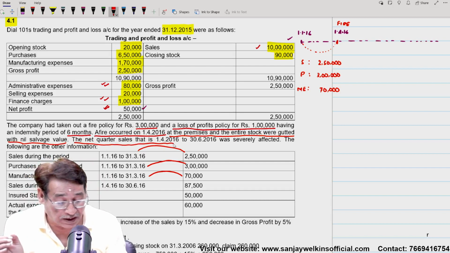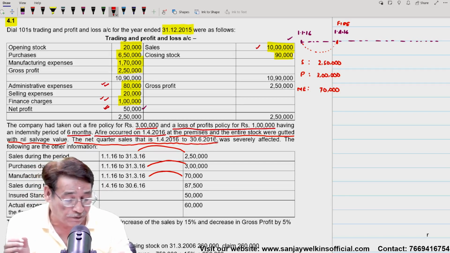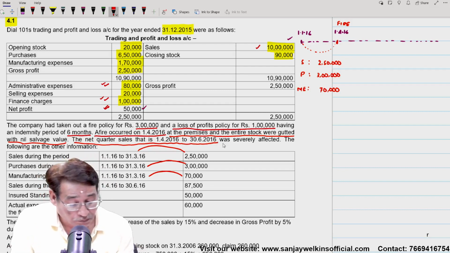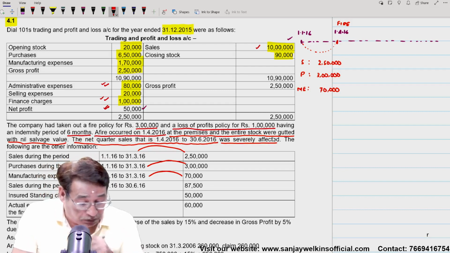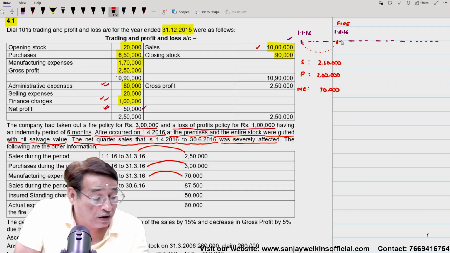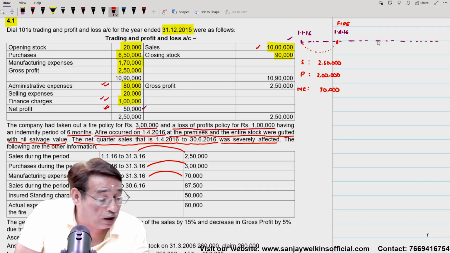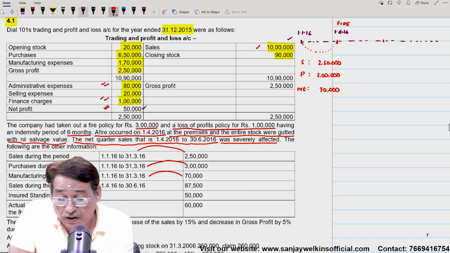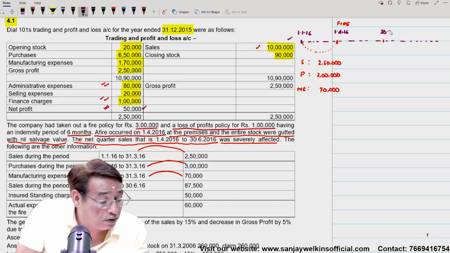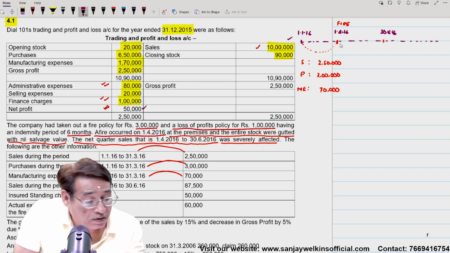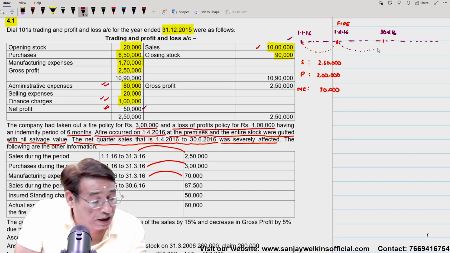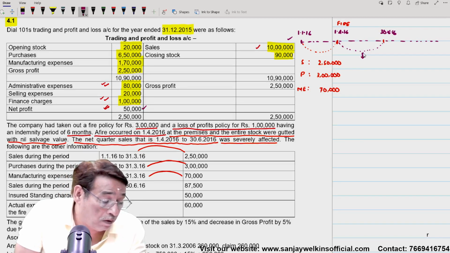Then net quarter sales, that is from 1/4/2016 till 30th of June 2016, was severely affected. Now the question says that after the date of fire till 30th of June 2016, sales were severely affected. That means this is our disrupted period or disturbed period.